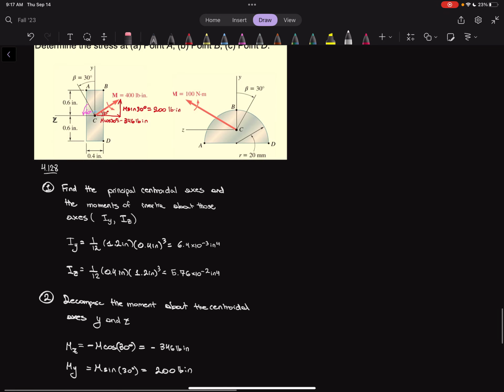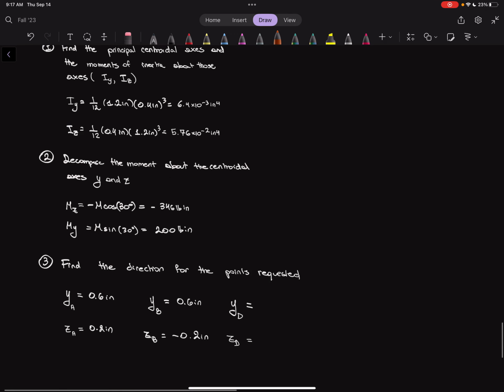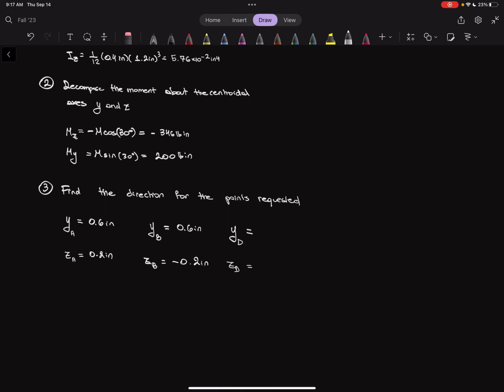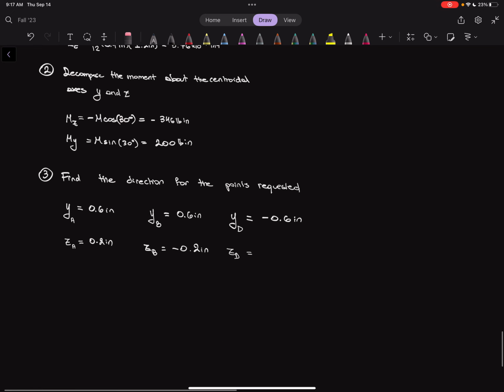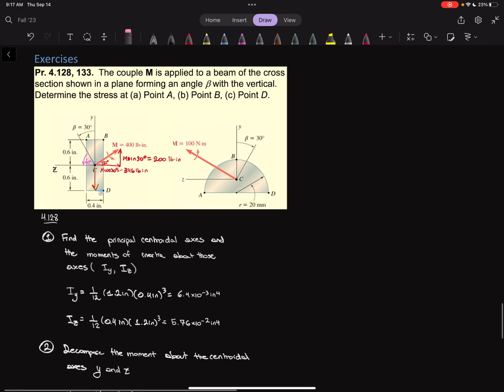What is D? Well, we're going down along the y-axis by 0.6, so that's going to be minus 0.6 inches. And we're going to the right along the z-axis, so that's also negative because our z-axis is positive on the left, according to this graph that they gave us, so we didn't decide this.